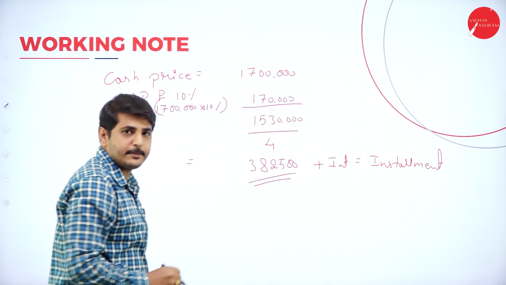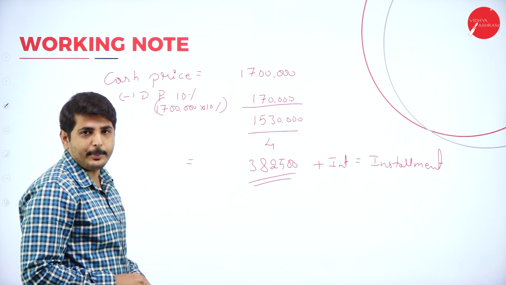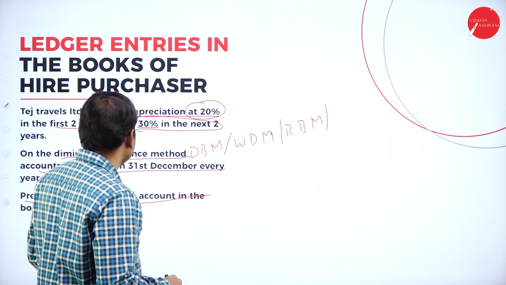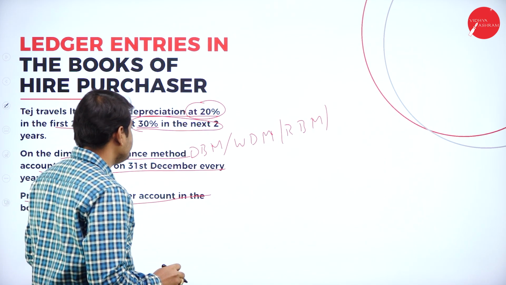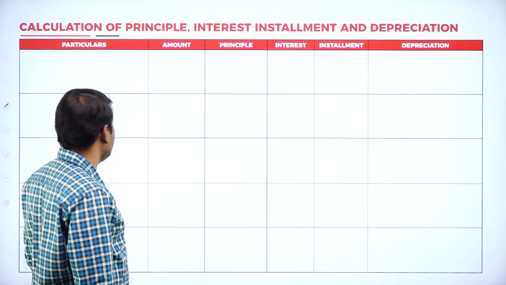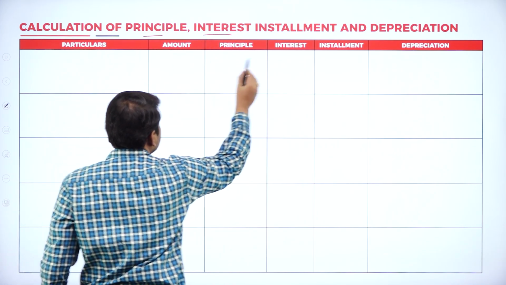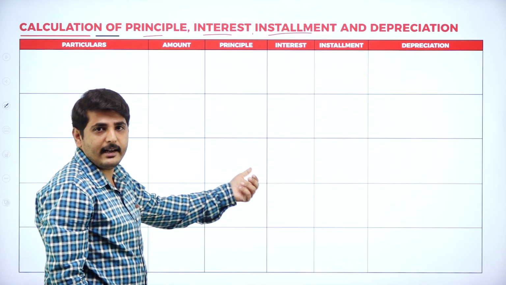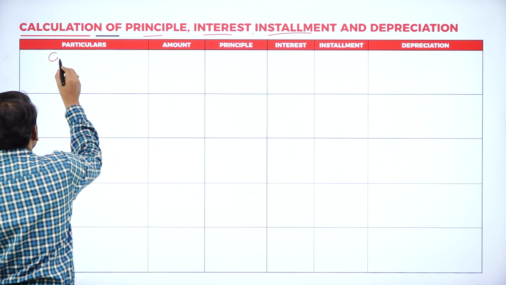So this is the principal amount. How many years do we have to pay, or how many installments? We have to make 4 installments with interest. What is the rate of interest? See, let's check. 10% is the rate of interest. Now let's go to the problem. How to solve the problem? This is the calculation of principal, interest, installment, depreciation, everything we have to calculate here, and later we will go for ledger entries. So what is the cash price or cost price?